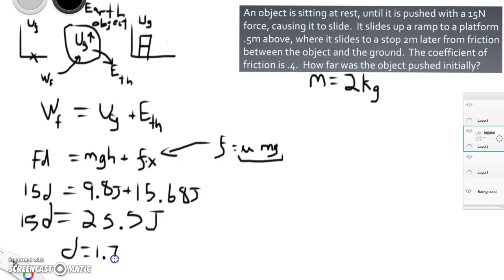So what that means is when that object first started moving, something was pushing it and continued pushing it over a distance of 1.7 meters before releasing it. Then it eventually slid up onto a ramp and was caused to stop by the work from friction. Okay, so we get this distance of 1.7 meters.